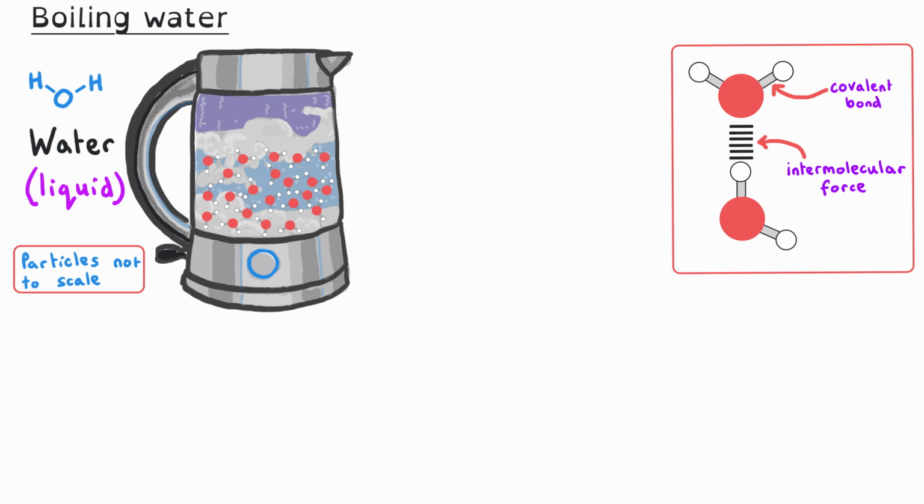And so the dashed line is the intermolecular force, and the grey sticks are the covalent bond. As the water boils, energy from the kettle is transferred to the water molecules, and these particles use the energy to overcome the intermolecular forces holding it in the liquid state, and so it starts to turn into a gas, and some of the molecules will leave the kettle.